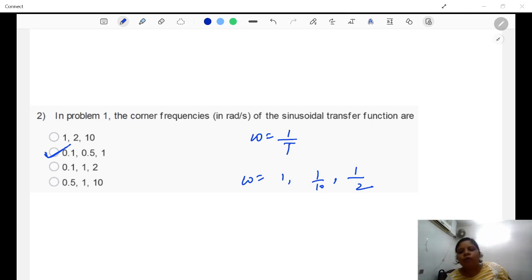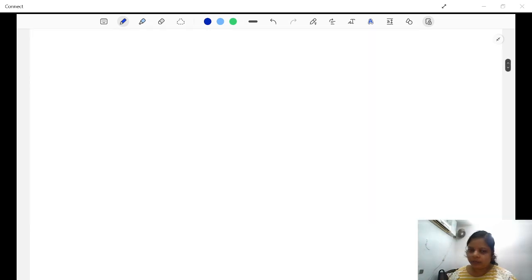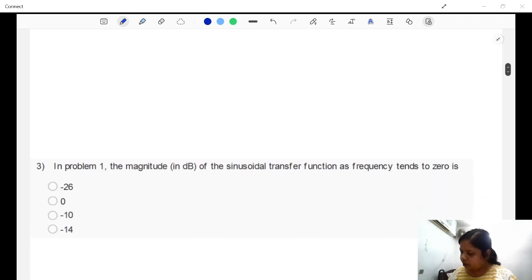So it is very easy to find out the corner frequencies. It's just that you have to see the transfer function. Check where all you are getting time constants in different factors. What are the frequencies that those terms contain? Figure out those frequencies. Write them down, and you have the answer. Okay. I hope this is clear.